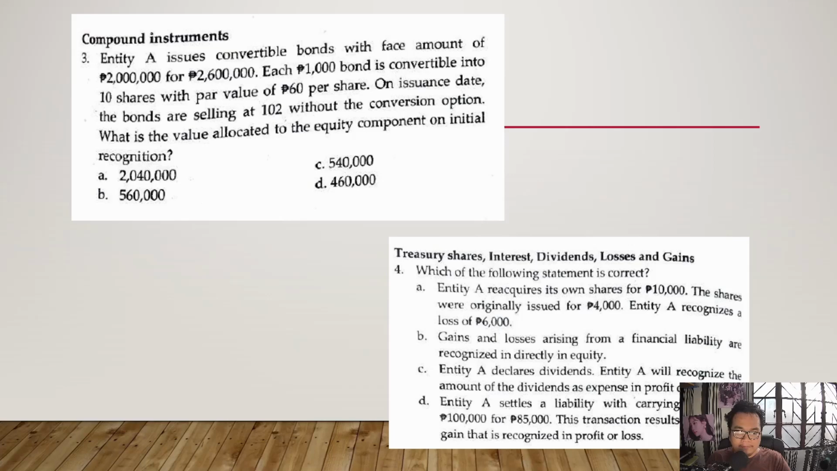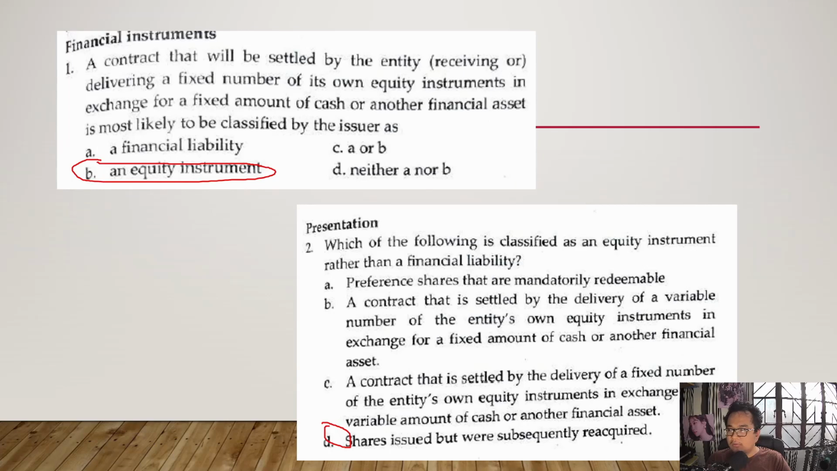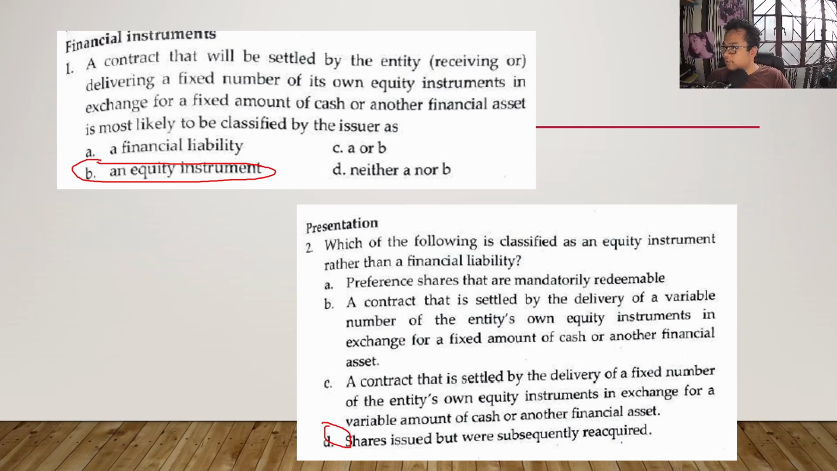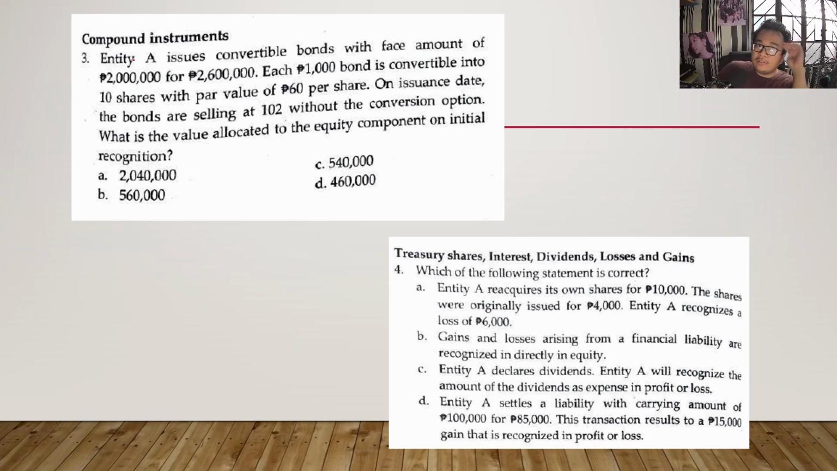So, compound instruments. Hindi naman ito na-cover, no? Oh, 4A. Variable amount. So, ilagay natin sa taas ito ngayon. Punta tayo sa compound instruments. So, entity A issues convertible bonds with face amount of 2 million for 2,600,000. Each 1,000 peso bond is convertible into 10 shares with par value of 60.